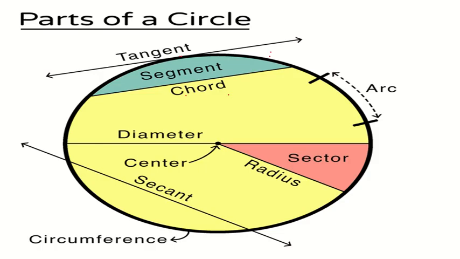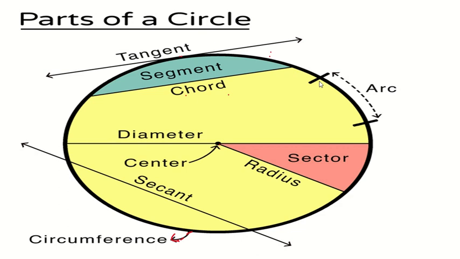Next we are going to see the parts of a circle. What are the parts of a circle? Let us see one by one. First, what is a center? It is a fixed point. What is a radius? It is a fixed distance from the center. The outer part, which you can see here, is called the circumference.